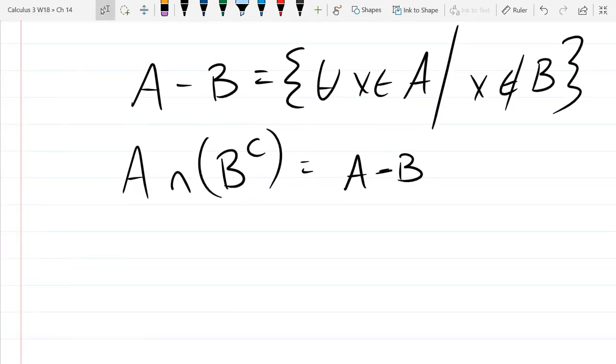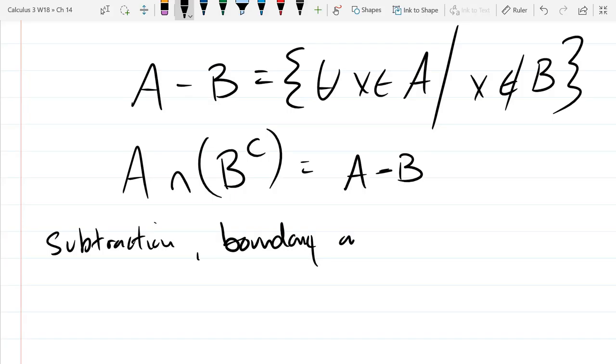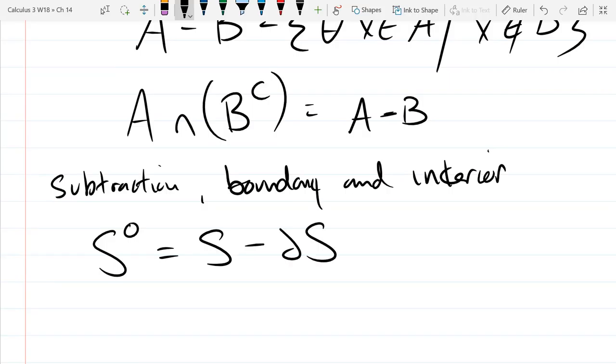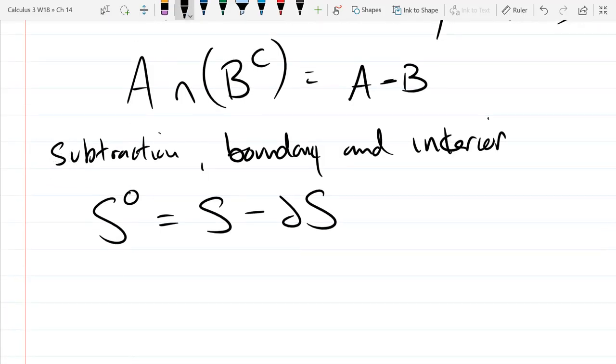And if we keep going with subtraction, now we're going to go back to boundary, interior and subtraction. I could write the interior as S minus the boundary of S, like this. So the interior is all of S, take out the boundary. And I can do the same thing for the boundary: it is all of S, take out the interior, like that.